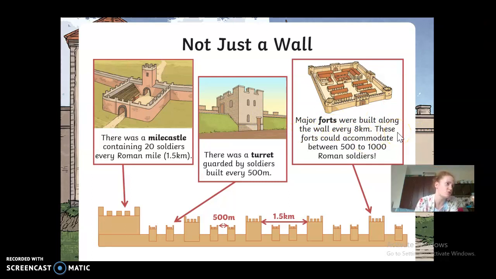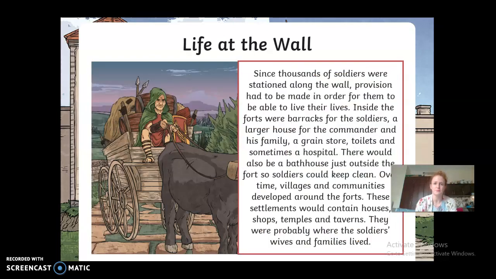the distance between our school and Khalifa City A, let's say, okay? All right, these forts could accommodate between 500 to 1,000 Roman soldiers. Can you imagine? That's a lot, okay? All right, so we have a mile castle, turret, and forts.